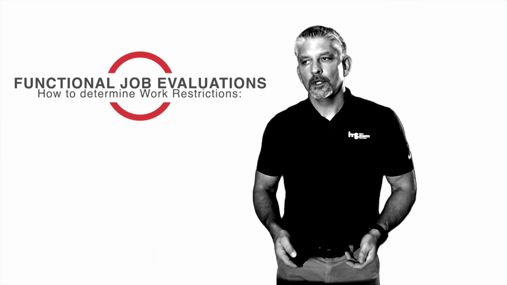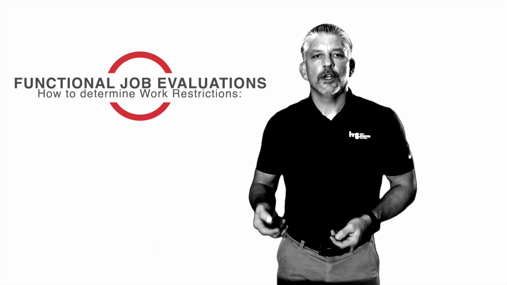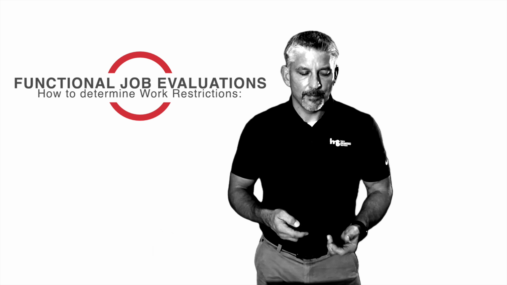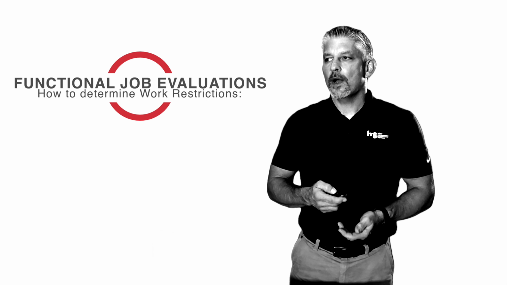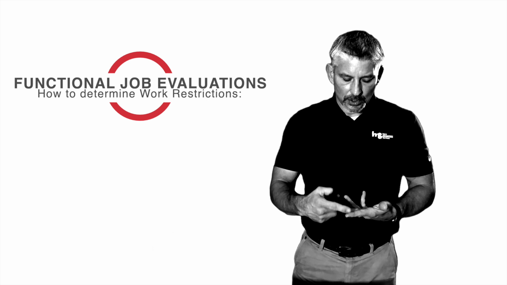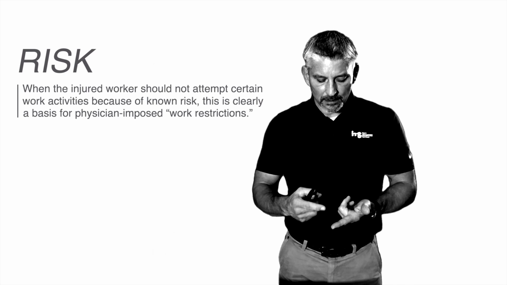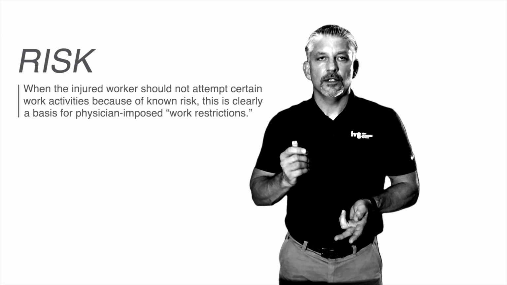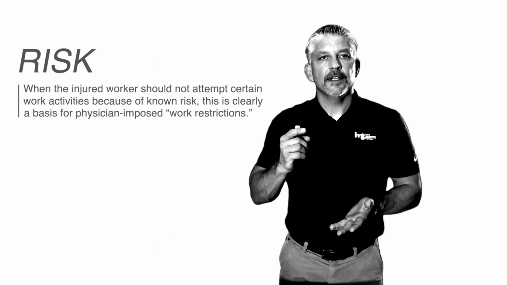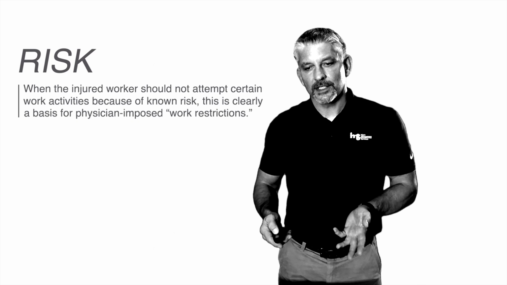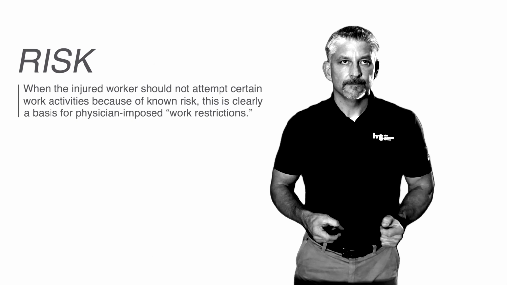So how do we think about work restrictions? How do you determine if a work restriction is appropriate? And the best way to do that is to consider three things: risk, capacity, and tolerance. And risk refers to the chance of harm, again, to the person, to the general public, if the patient engages in a specific work activity.